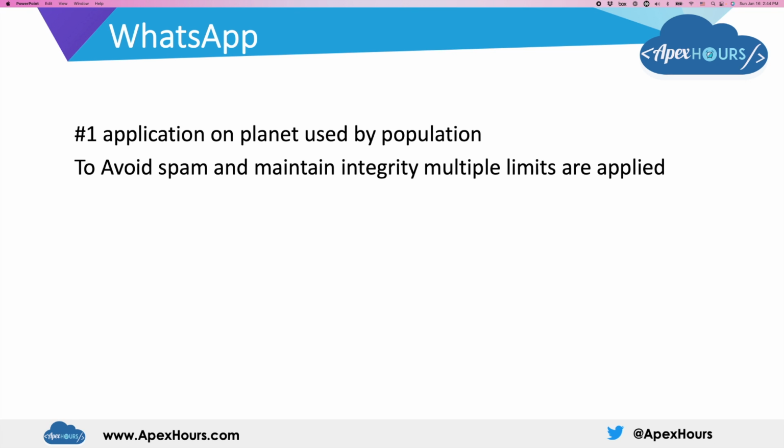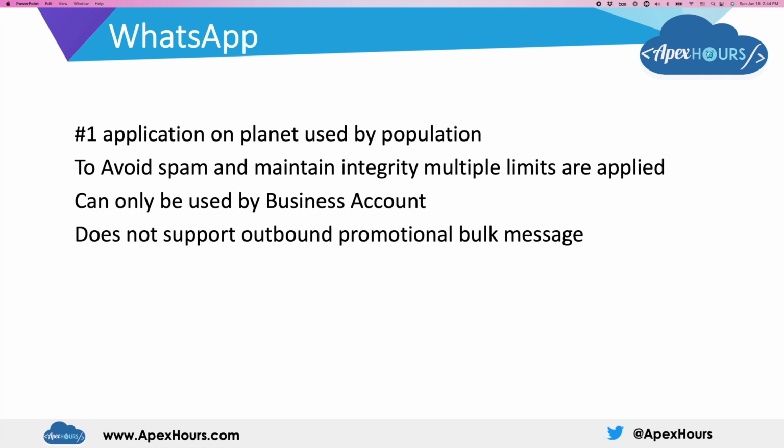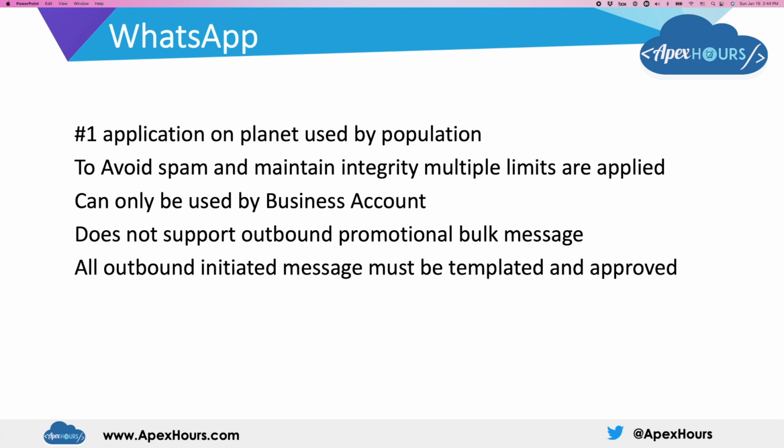So we talked about those channels, but the most important is that WhatsApp is right now the number one application on the planet. To avoid spam and maintain integrity, multiple limits are applied, and that is one of the reasons that in this demo today I would not be able to show WhatsApp, because getting access to WhatsApp is pretty hard. It can only be used by a business account. It does not support outbound promotional messages or bulk messages. You cannot promote your product on WhatsApp. All outbound initiated messages must be templated and approved, just like in SMS short form. Here also, whatever you are going to send, that message template has to be approved.